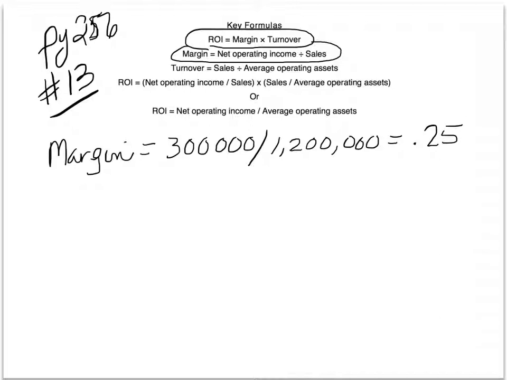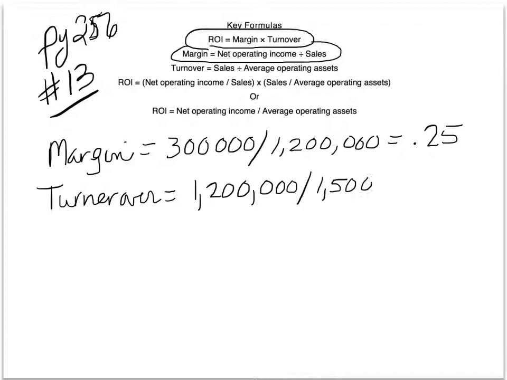Then we have to figure out what the turnover is based on the formula above. And turnover equals sales divided by average operating assets. So sales is the $1.2 million divided by the average operating assets, which they gave us, of 1.5 million, gives us a turnover of 0.8.